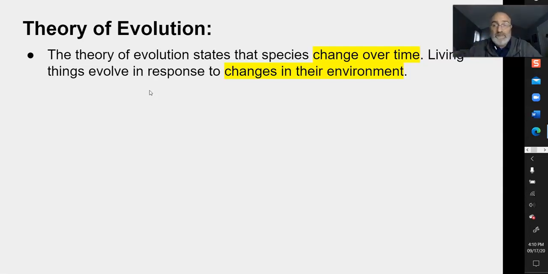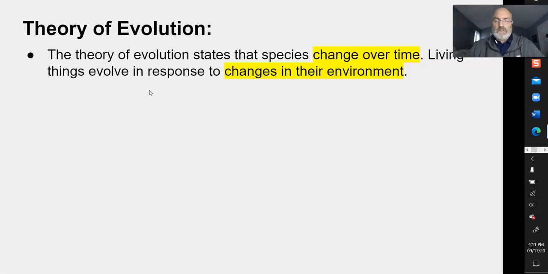Remember that the simplest form of the definition of the theory of evolution is that species change over time. And we specifically talk about evolution through natural selection. And what that means is that species change over time in response to their environment.